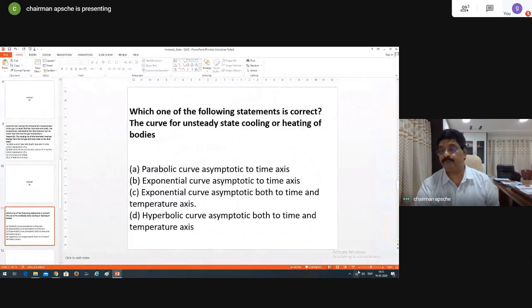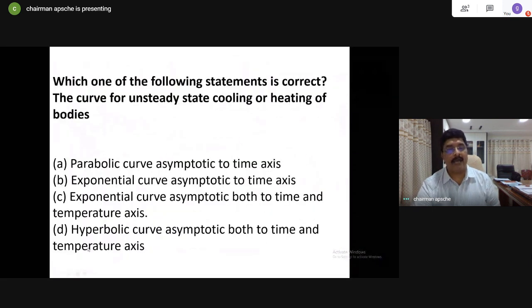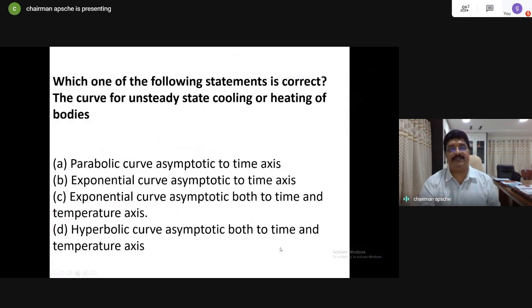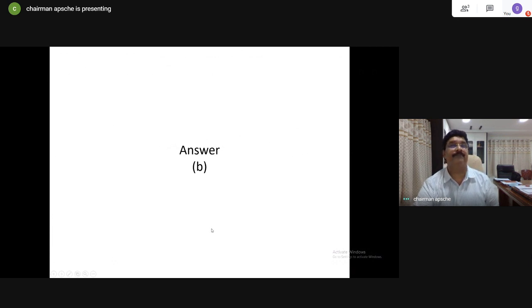So parabolic kaadu, hyperbolic kaadu, because (T minus T infinity) divided by (Ti minus T infinity) is e to the power of something minus something. So that is an exponential curve only. So exponential, asymptotic to the time axis. So obviously the answer is B.